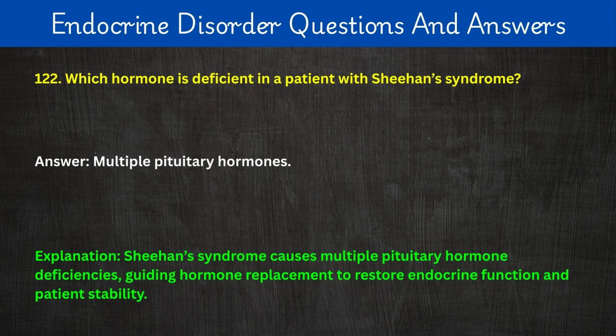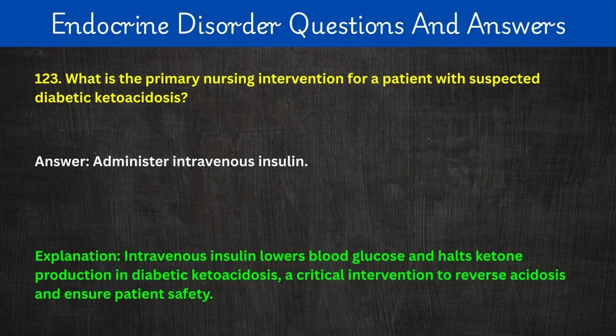122. Which hormone is deficient in a patient with Sheehan syndrome? Answer: multiple pituitary hormones. Explanation: Sheehan syndrome causes multiple pituitary hormone deficiencies, guiding hormone replacement to restore endocrine function and patient stability.